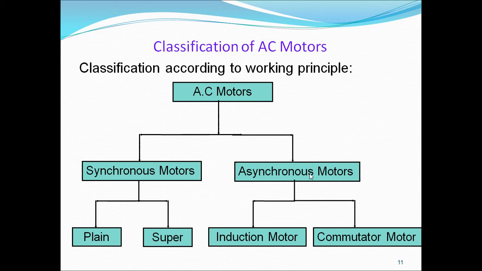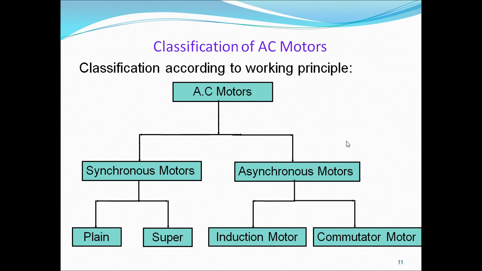So what is synchronous speed? Synchronous speed is nothing but the rated speed. What is the rated speed? The designed speed. That is called synchronous speed. What is the formula for that? It is denoted by Ns, capital N suffix s, is equal to 120f by P, where f is the frequency and P is the number of poles. That comes into the category of induction motor and commutator motor, whereas synchronous motors are plain type and super type.